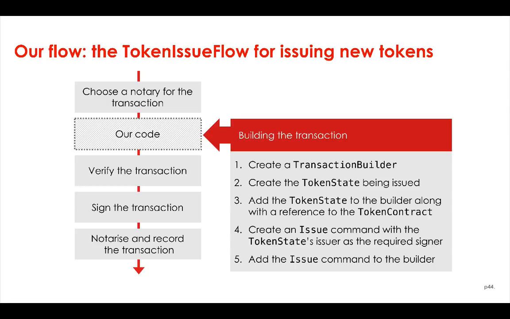So you need to create a transaction builder. You need to create the actual token state that's going to be issued onto the ledger. You need to add that token state to the builder, along with a reference to the contract associated with that state, so the token contract in our case. Then you need to create an issue command that lists the token state's issuer as the required signer. And finally, you need to add the issue command to the builder. And once you've performed all those steps, then we'll have a full flow that our nodes can use to start issuing tokens onto the ledger. So let's take a look at the token issue flow now.